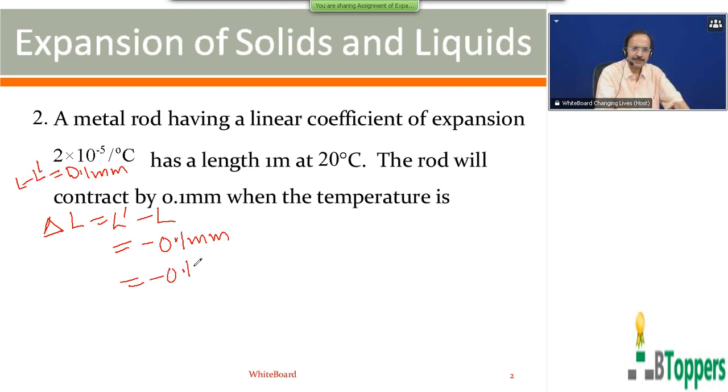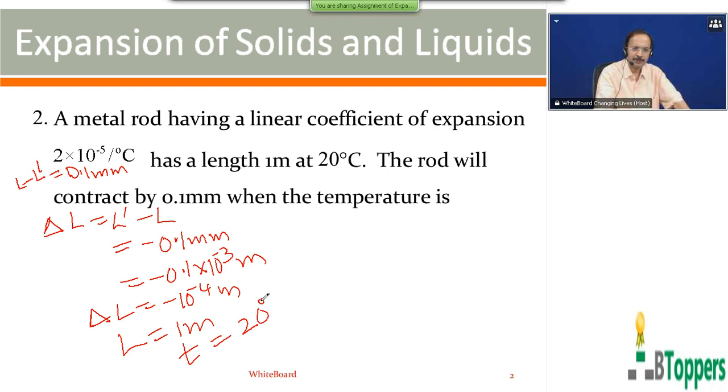and 1 millimeter you can write as 10 power minus 3 meter. So delta L you can take minus 10 power minus 4 meters, for original length L equal to 1 meter. The initial temperature on centigrade scale I denote by small t, 20 degree centigrade. You have to find the final temperature T dash.